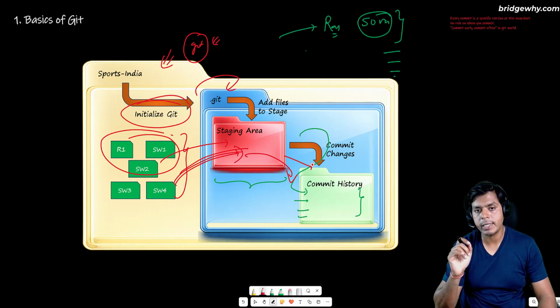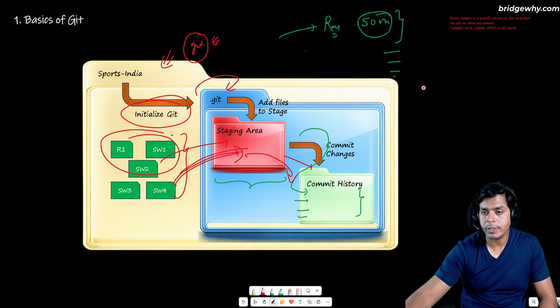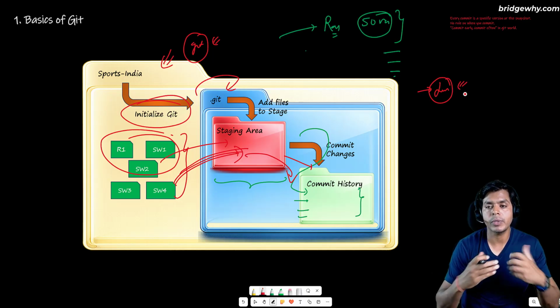If there is the slightest doubt coming to your mind, Mr. Vishnu, why is this staging area there? Why can't we just commit? Why can't we just store everything? This is the design choice of Mr. Linus, who developed the software. He wants to give you more control.